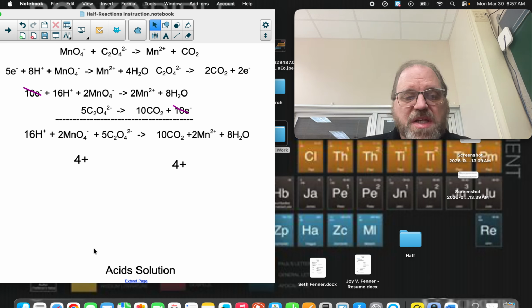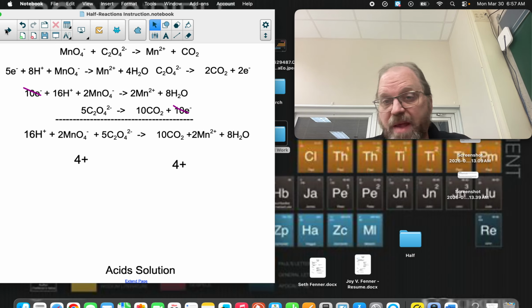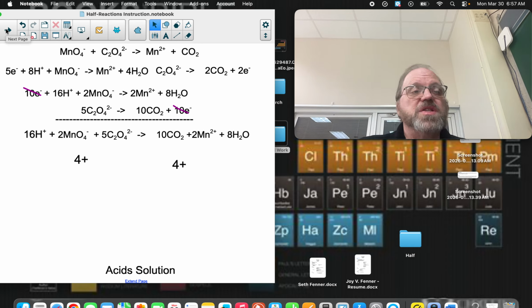And understand, we express this as an acidic solution because of the hydrogen ions. Now, we're going to do something later with the basic one. So let's try one more with the acidic.